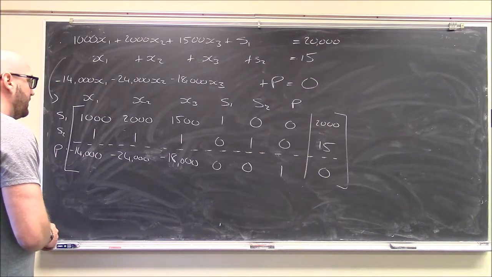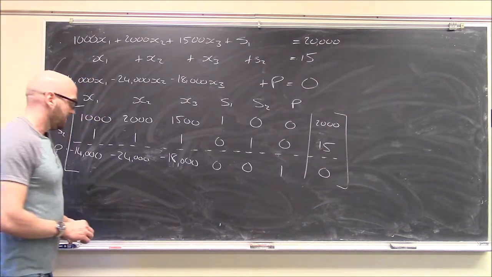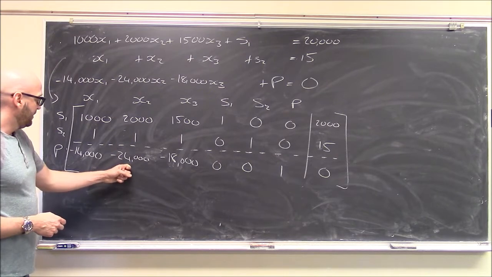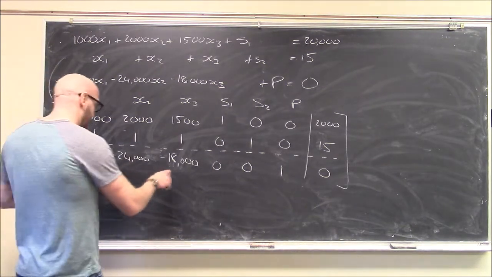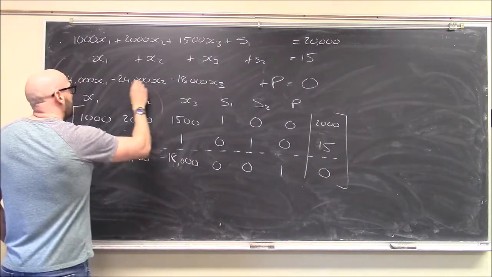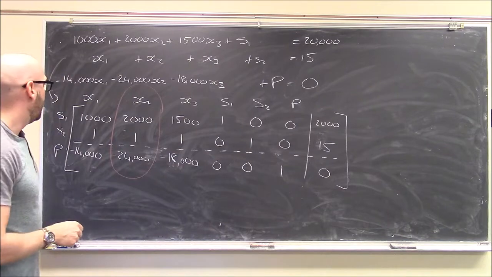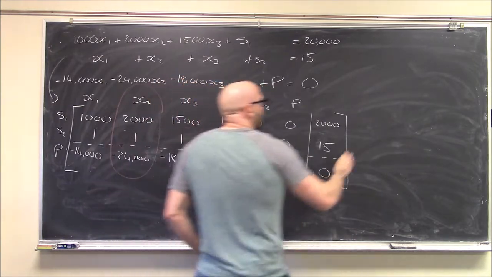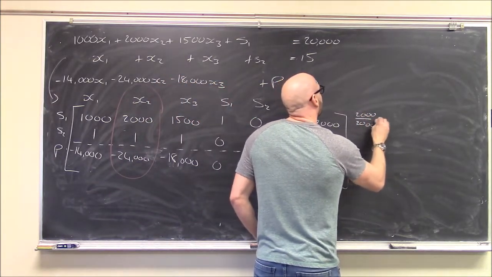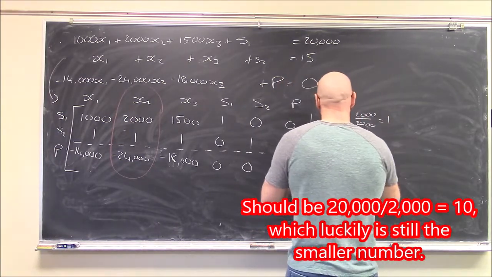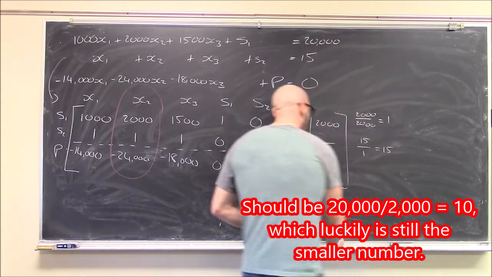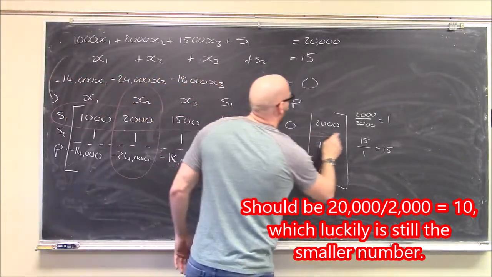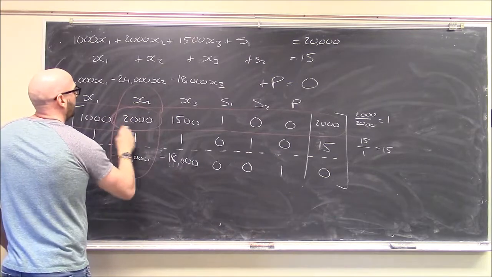I unfortunately should have left myself a bit more space, but now we go through and we do our pivot operations. Alright, so I look for the most negative number, minus 24,000. That's more negative than minus 14, minus 18. So here's my pivot column. And I take these two numbers, 2,000, and divide them into these numbers over here, right? 2,000 over 2,000 is 1, and 15 over 1 is 15. Which one of those numbers is smaller? Obviously 1, so this is my pivot row, and there's my pivot entry.